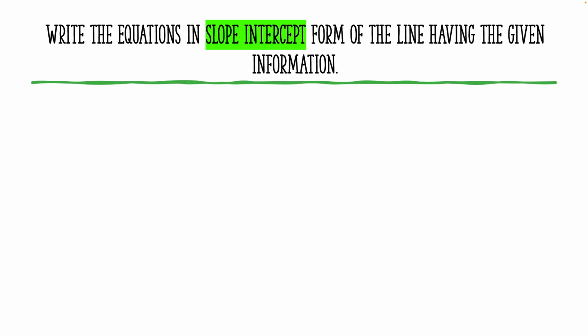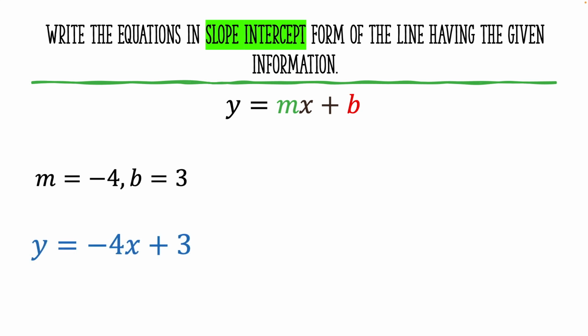Write the equations in slope-intercept form of the line having the given information. Slope-intercept form, that's y equals mx plus b. And we're given that m equals -4 and b equals 3. It should be y equals -4x plus 3.